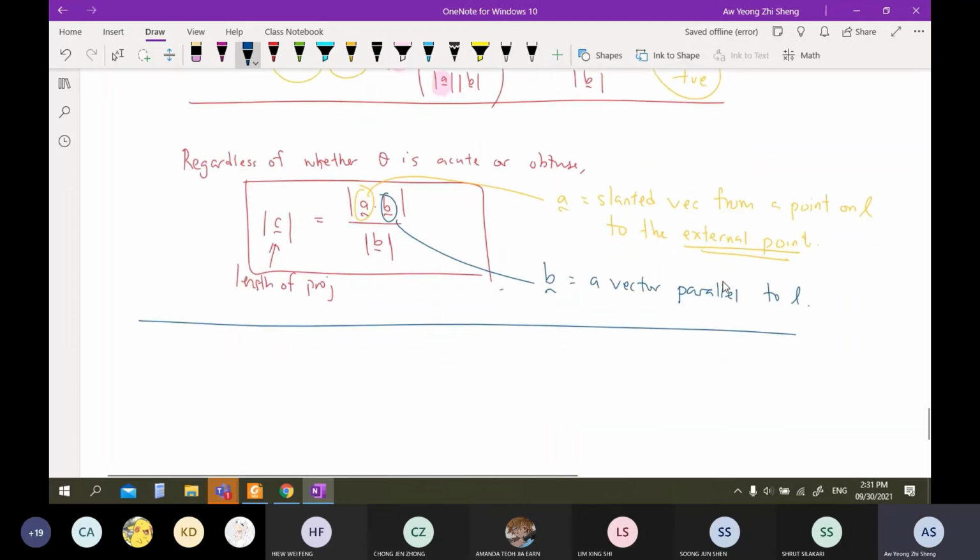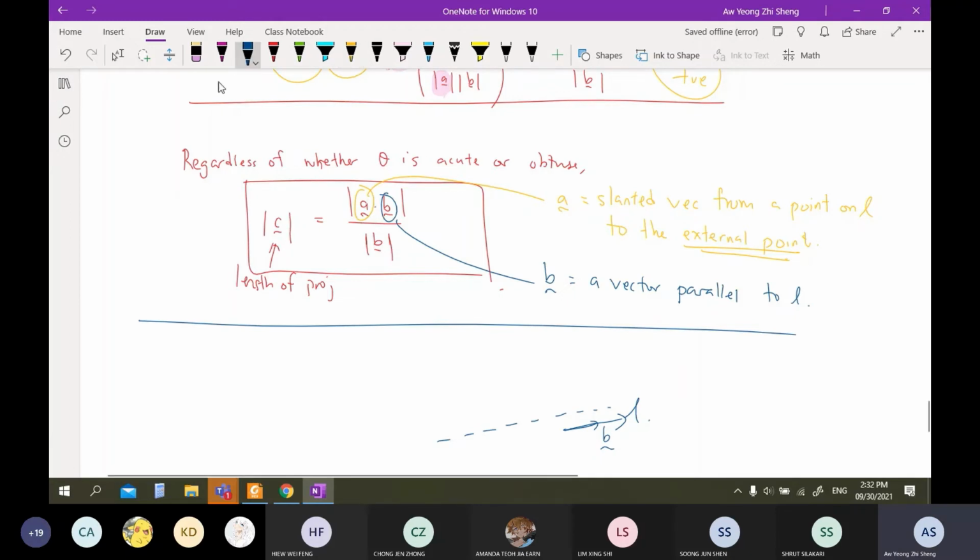And so when you visualize the diagram, you will have your dotted line L. B is just any vector parallel to L. Whether B points to the right or to the left is not important. The same formula will still work. And even if you take the lengthened version of B, it will still work. B is just any vector parallel to L. Okay. Then it is the vector A.